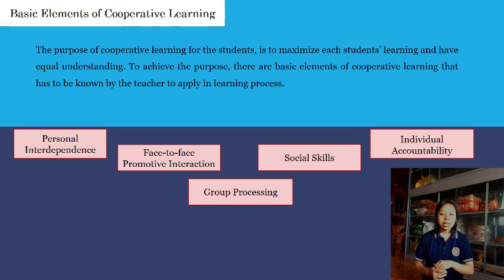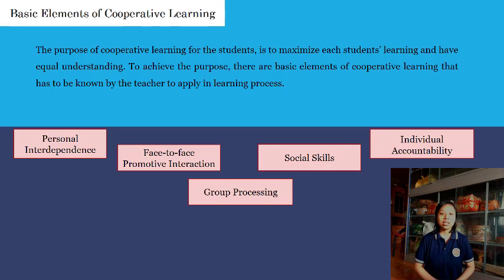And the third element is face-to-face promotive interaction. It is an individual promotion by the students in the group to each member by helping, assisting, supporting, and praising each other's effort to achieve their goal. They are essential because they have the ability to influence each other, because in this part the students feel that they have to have an equal understanding.